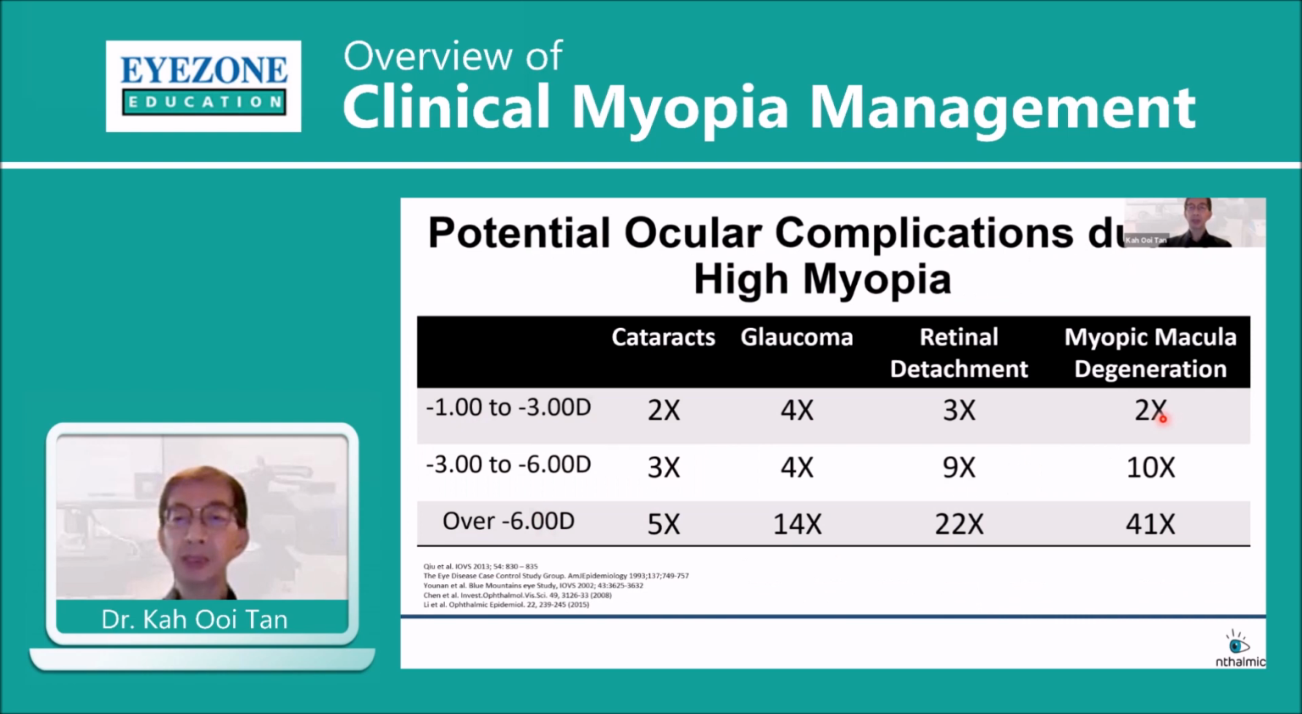So that actually brings us to the issue of high myopia. High myopia is linked to many potential ocular complications, such as cataract, glaucoma, retinal detachment, macular degeneration, etc. From many different publications, the higher the myopia, the higher the risk of developing these eye conditions. For example, retinal detachment. If you're above -6, the chances of having retinal detachment could be 22 times higher than an emmetrope. Same for macular degeneration, glaucoma and cataract as well.